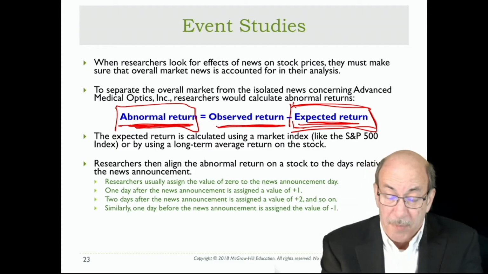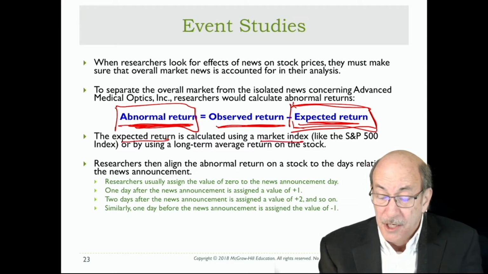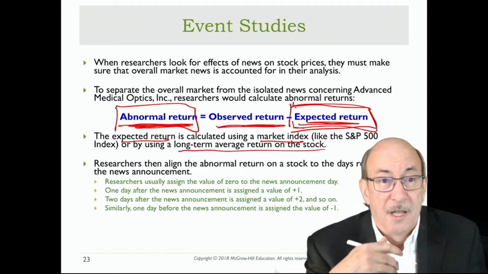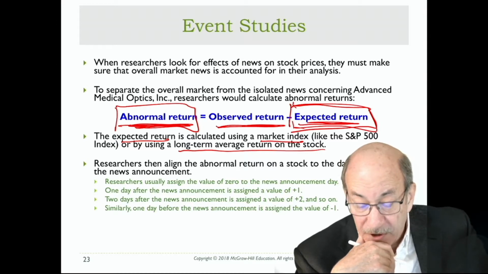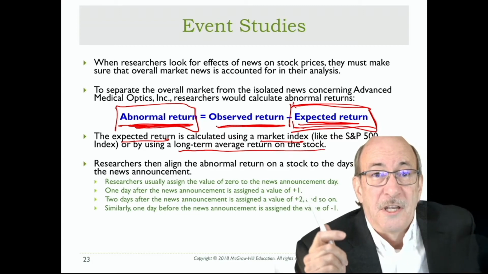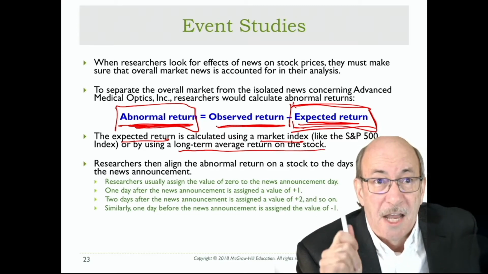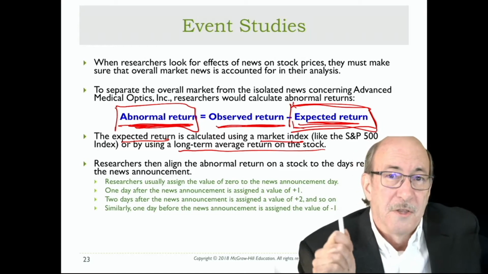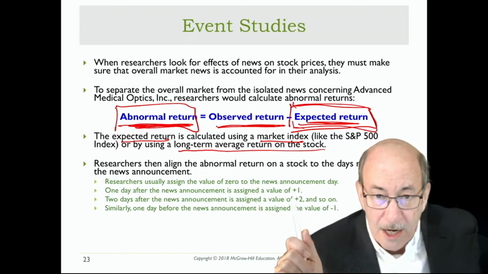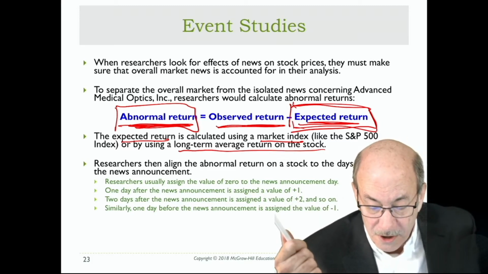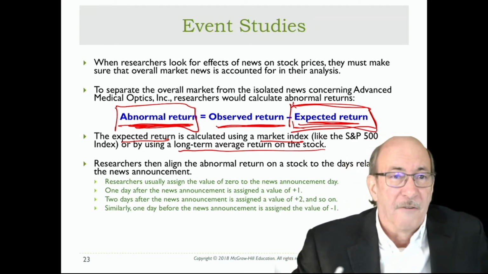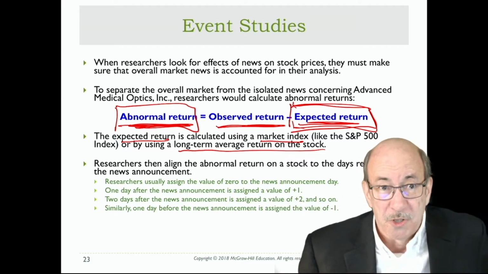The expected return is calculated using a market index and using the beta. And that's what they mean by that long-term average return on the stock. We're going to calculate a beta for that stock, and we're going to say the expected return for that stock on that day is a function of the risk-free rate, the beta, and the return on the market that particular day. And we're going to use that to calculate an expected return. We're going to subtract that from the observed return, and whatever is left is an abnormal return for that particular stock.